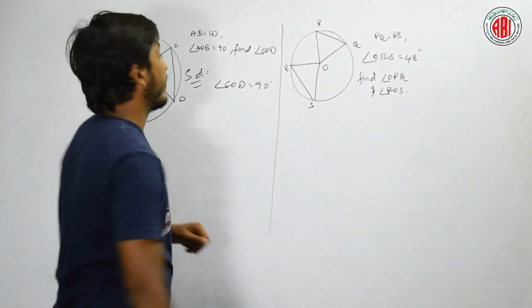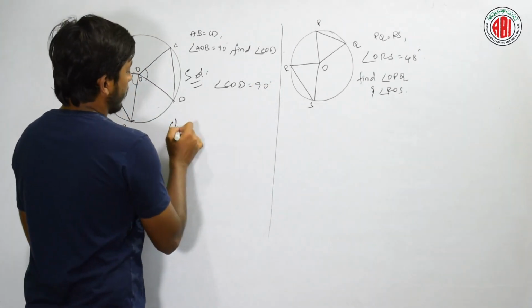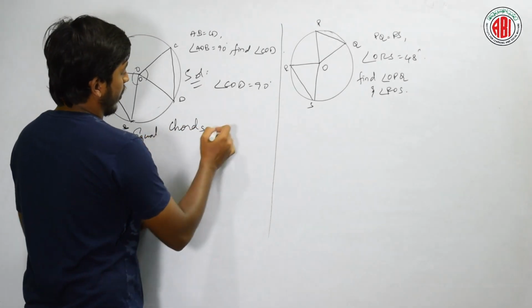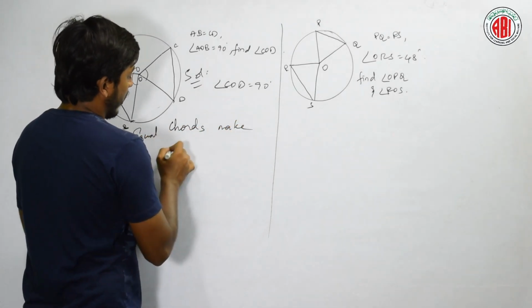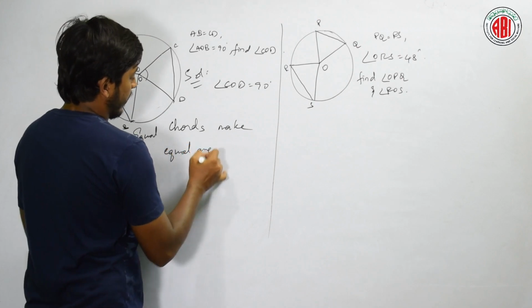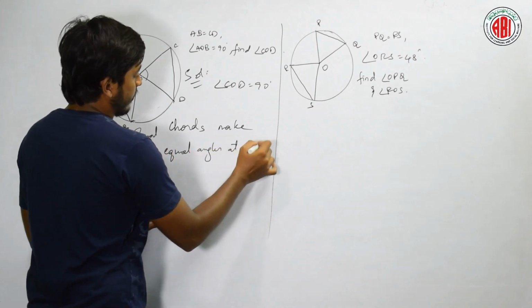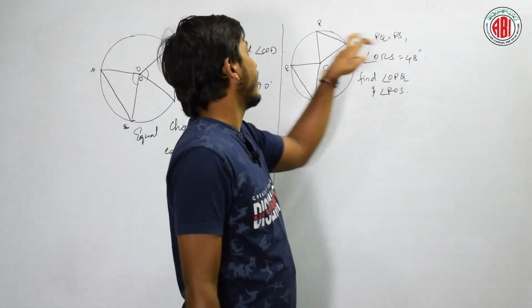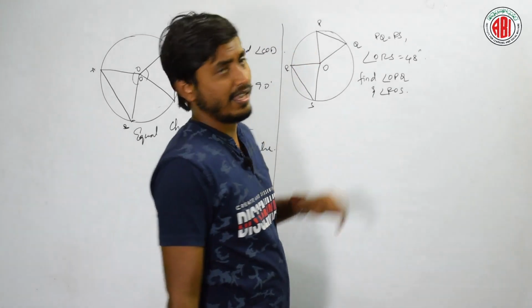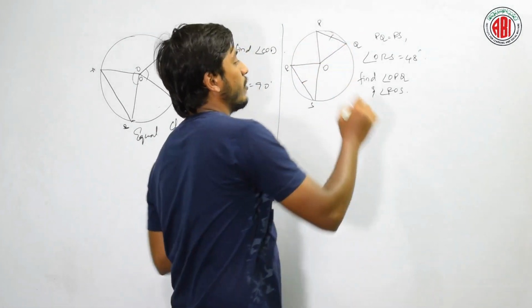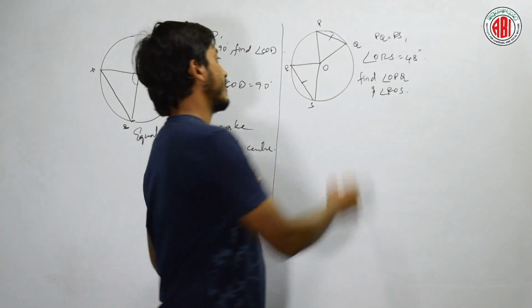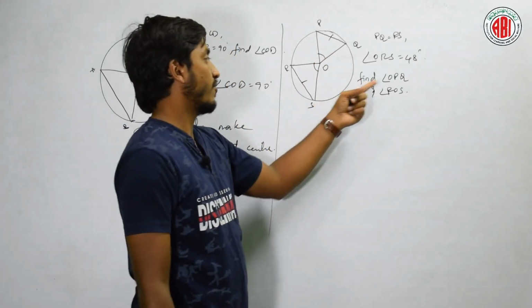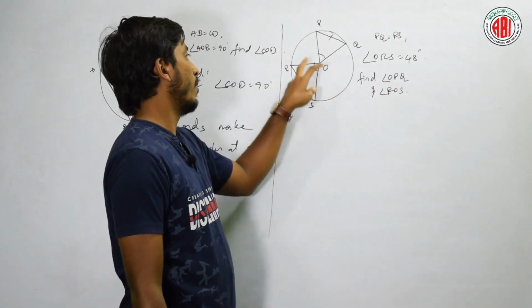Remember the statement: equal chords make equal angles at the center. Clear? Next, he is telling that PQ is equal to RS. The same thing reflects. This is equal to this. Obviously, the angles at the center are also equal. Next, he is asking us to find OPQ and ROS.